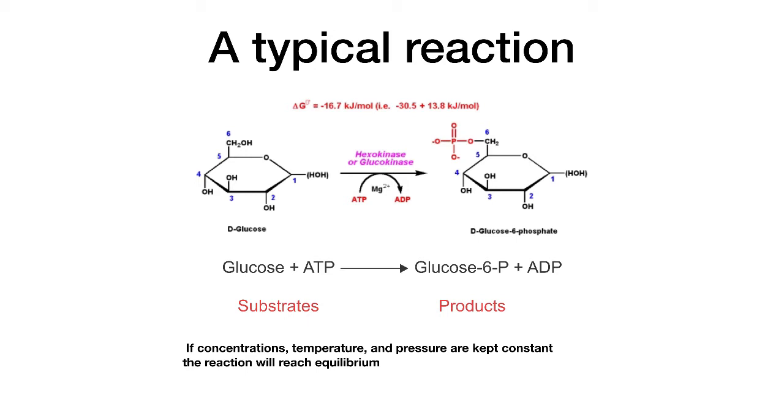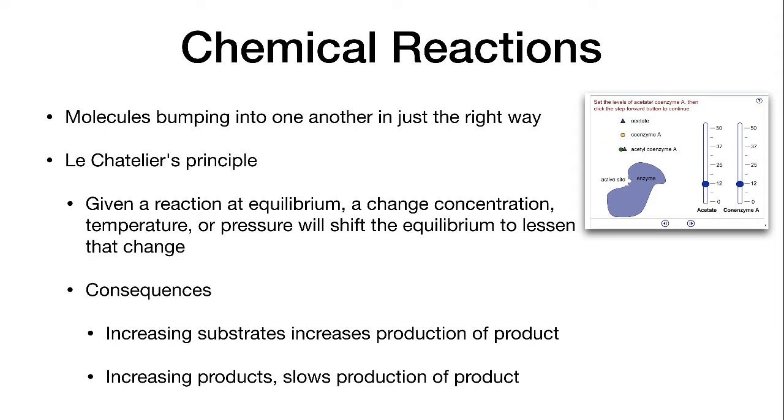In a typical reaction, the substrates, in this example glucose and ATP, combine to form the products, glucose 6-phosphate and ADP. For this reaction, phosphate attaches to the 6th position of the glucose molecule. If concentrations, temperature, and pressure are kept constant, the reaction will reach equilibrium, meaning the concentrations of substrates and products stay about the same. You can visualize chemical reactions as molecules bumping into one another in just the right way that they react and form something new. This concept is much easier to see in an animation, so let's go ahead and do that.